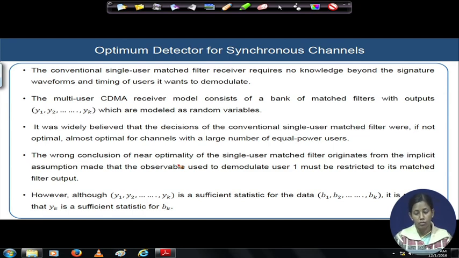I mean, the single user matched filter based optimal solution that people were believing is not really true. This is due to the fact that though the matched filter outputs y1 to yK are sufficient statistics for the whole data bank b1 to bK that was transmitted, remember that yk alone, in one-to-one correspondence, is not sufficient statistics for bk. As a whole, y1 to yK is sufficient statistics for the data bank b1 to bK, that is true, but the vice versa is not true, that yk will be sufficient statistics for bk.